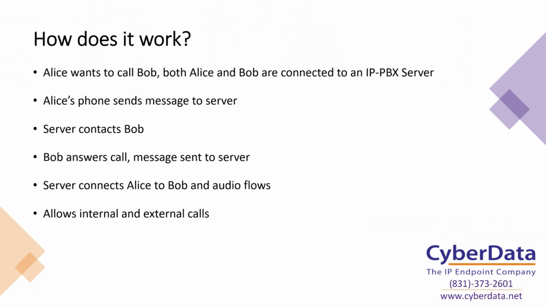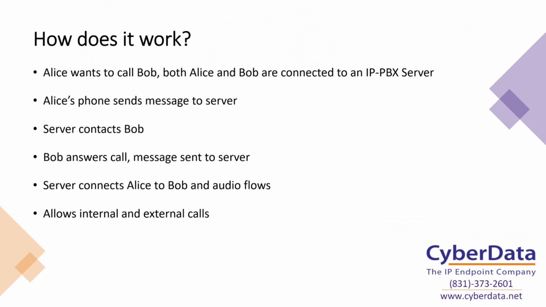Well, when Alice picks up her phone and tries to make a call to Bob, she dials Bob's extension number or Bob's phone number. Alice's phone is actually going to send a SIP message off to a server. The server receives that, processes the message, and realizes that it's intended for Bob, and sends that message over to Bob. So it creates part of a triangle where Alice's message goes to the server and then to Bob. So then Bob's phone starts ringing.